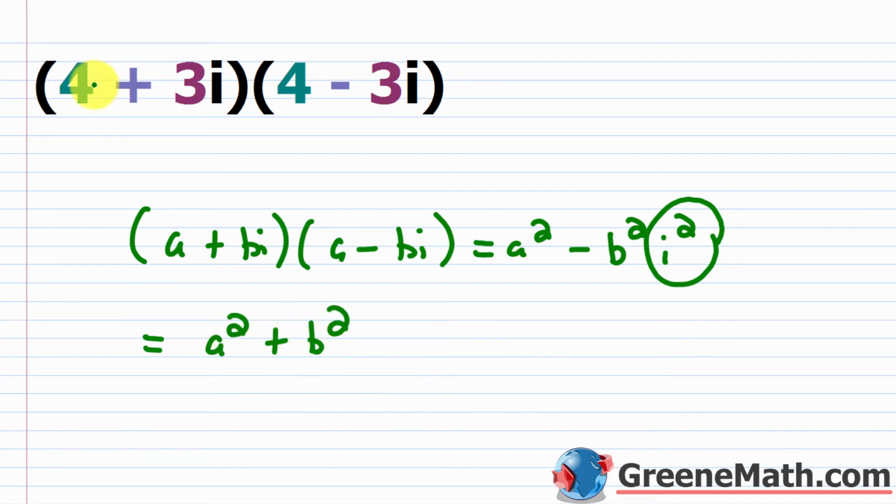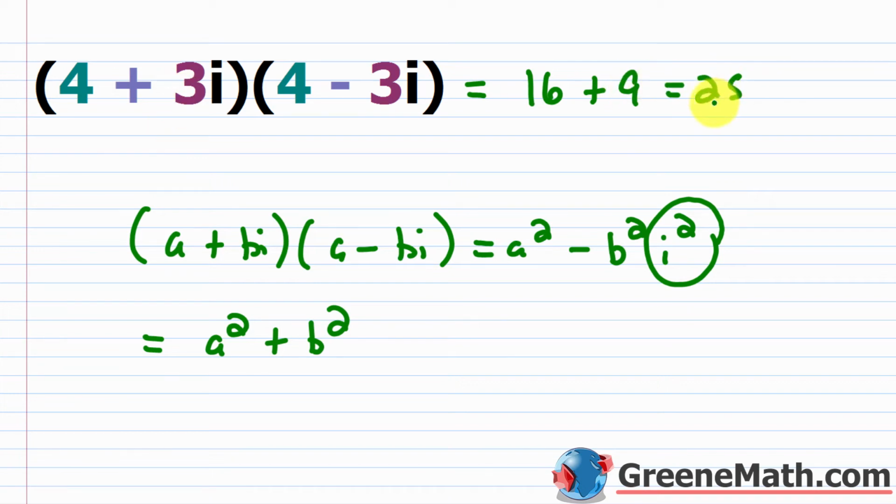So if I look at this pattern here, I have 4 plus 3i times 4 minus 3i. I can just say, okay, the first guy squared, 4 squared is 16, plus this 3 guy here, the second guy, just the b part, just the imaginary part. So the 3 guy squared, which is 9, so that's 25, okay?